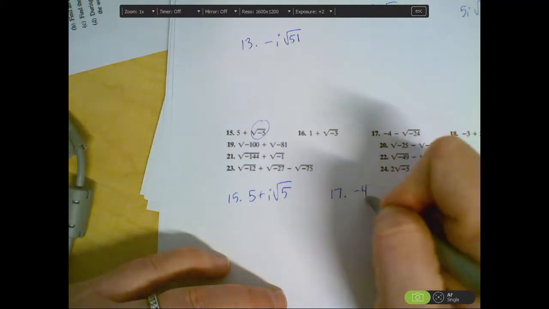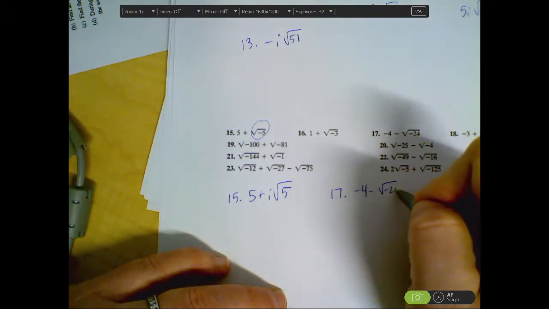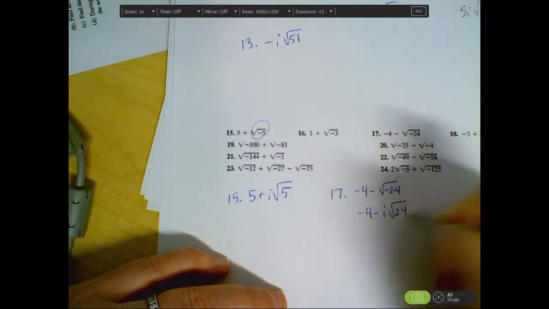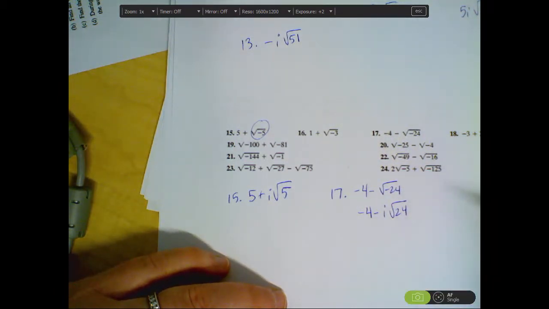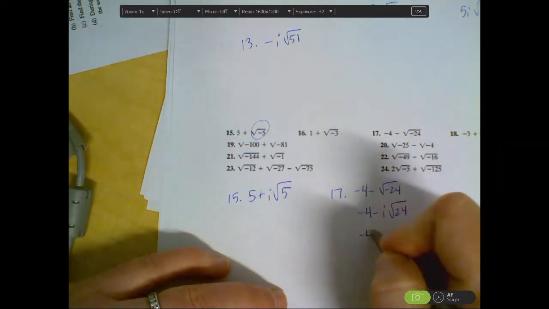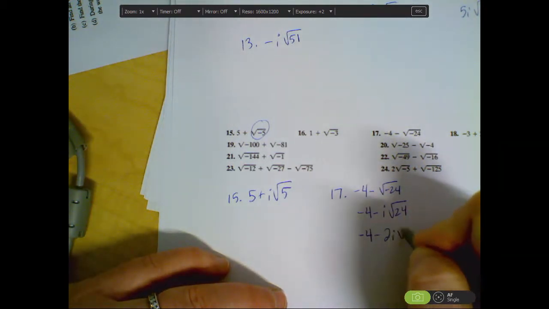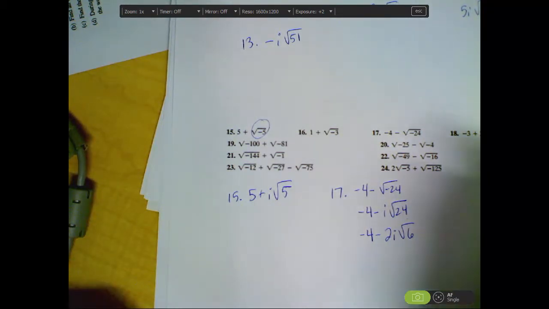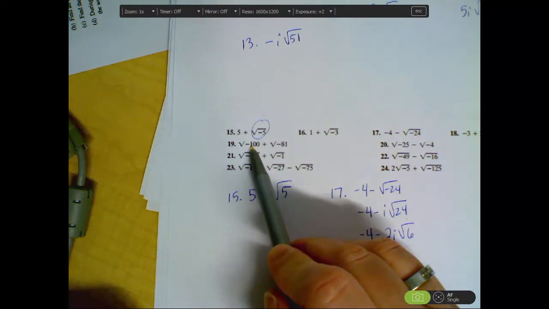So now we have -4 minus root -24. That's the same as saying -4 minus i root 24. But we need to know what root 24 is. It breaks down into 4 and 6. So 2 root 6. -4 minus 2i root 6. That's all you can do. That's your final answer.